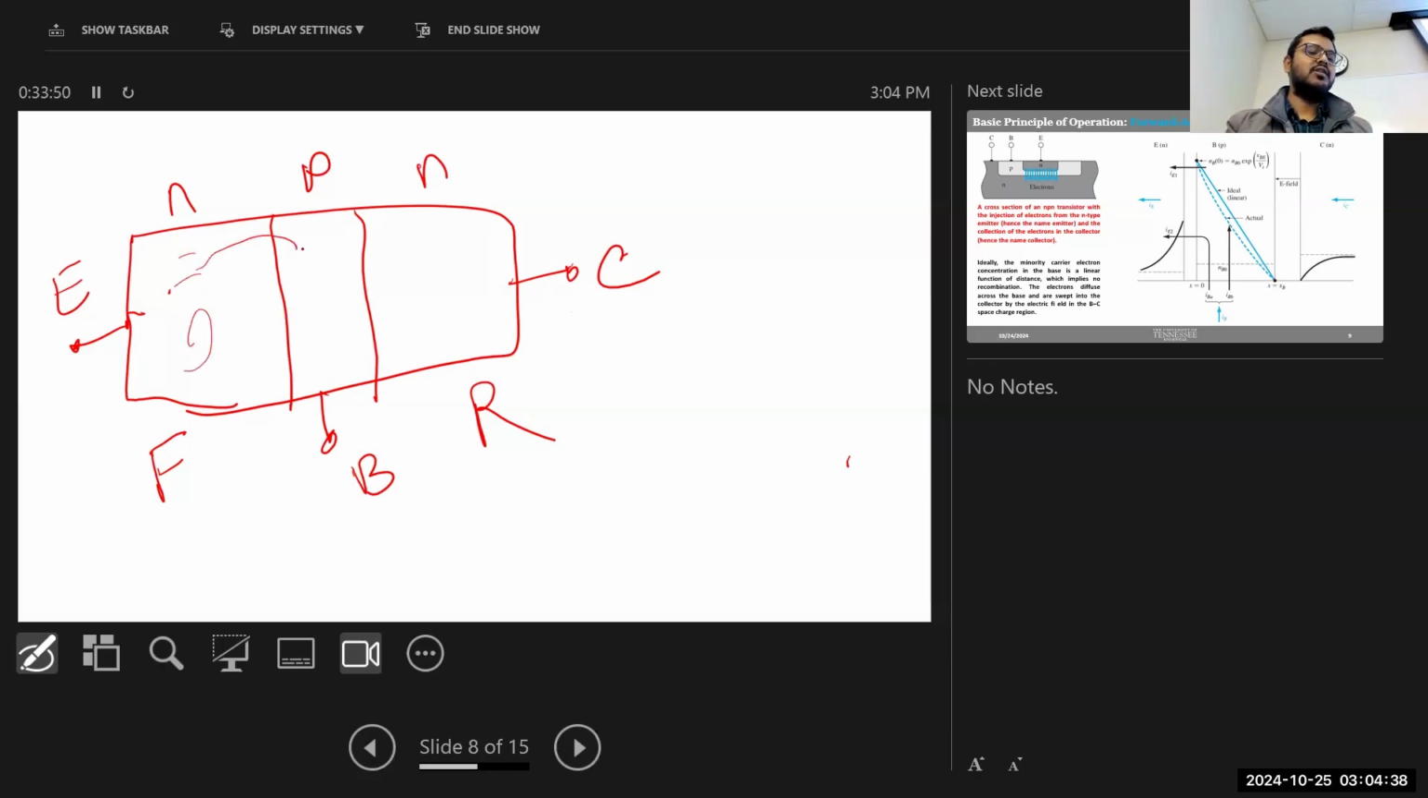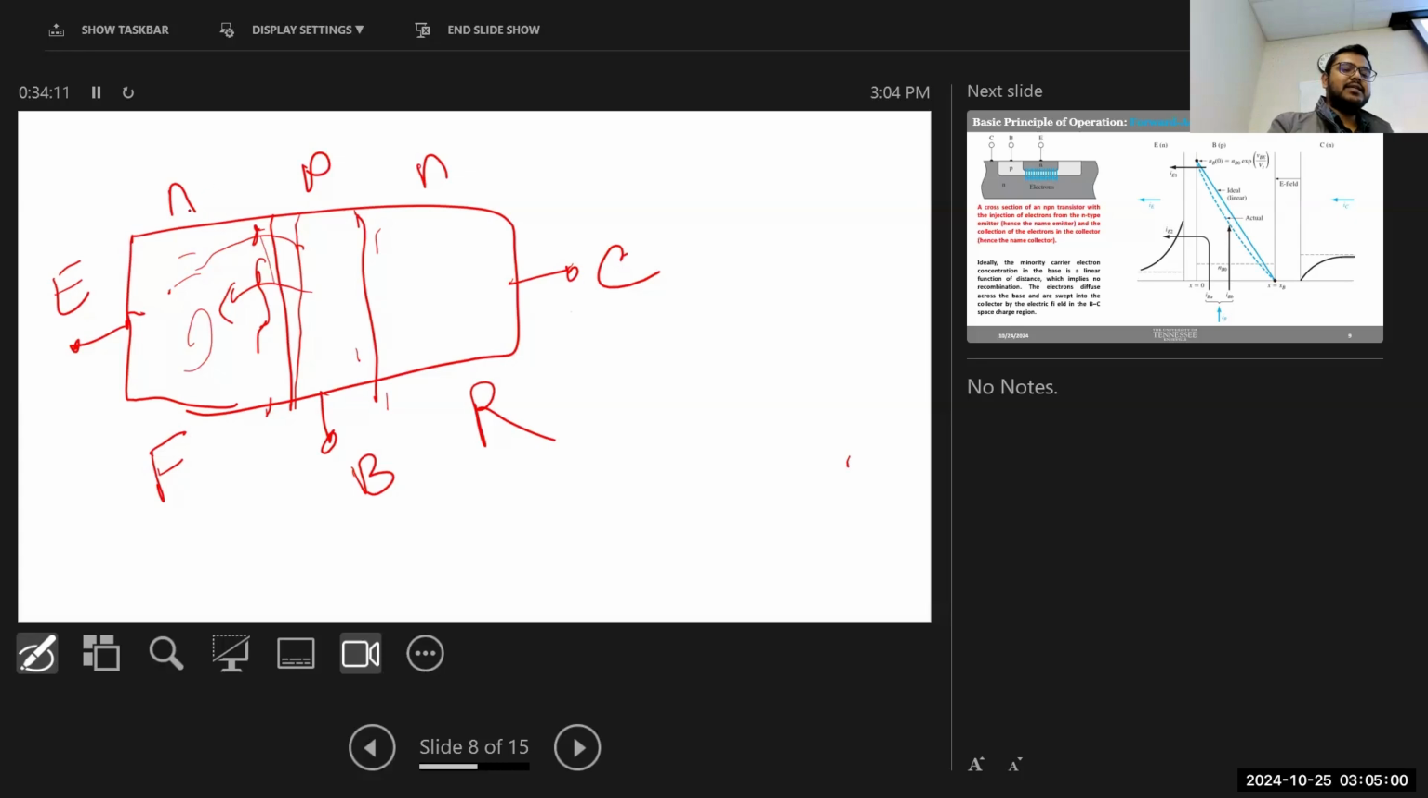So some electrons will diffuse here, some holes will diffuse here. So we will have again that depletion region for each of these junctions. Okay, so that's true for any PN junction. Whenever we connect any N-type material with P-type material, we have a depletion layer at the connection point, or the interface. Okay, so we'll have the depletion layer here.